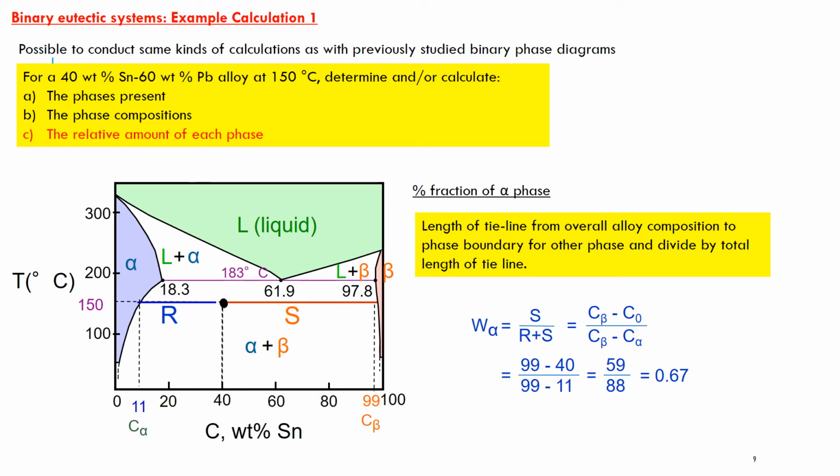And that gives me an answer. So the relative amount of alpha phase that I have is 0.67 or 67%.